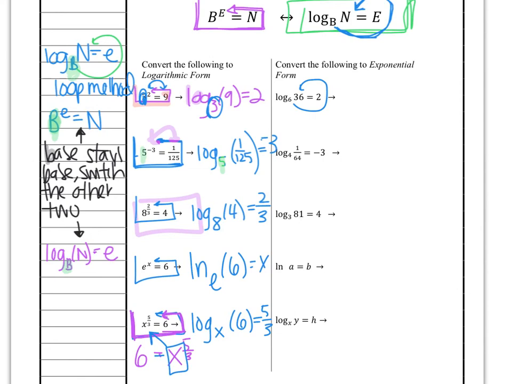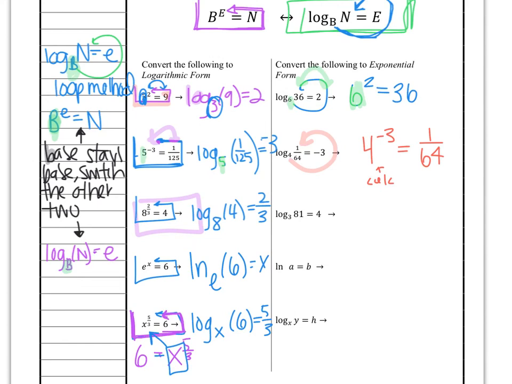So for me, loop method tells me 6 raised to the second equals 36. Base stays base method tells me the same thing. Base of 6 stays the base of 6. Then switch the order of these two. Okay? Loop method here tells me that 4 to the -3rd equals 1/64. And you could even test that in your calculator, right? Type it in. Test it. See if 4 to the negative third is 1 over 64.